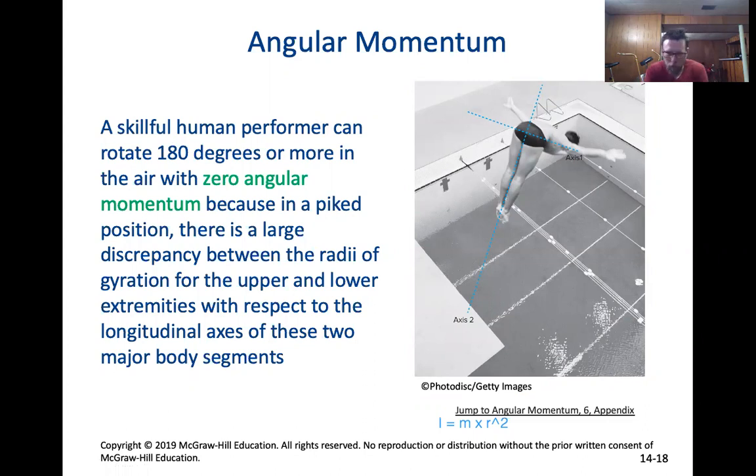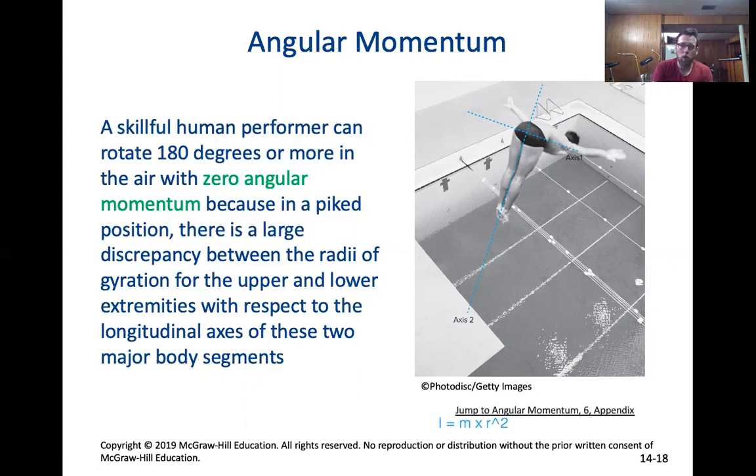So in diving in particular, that's where these people become really elite athletes. They can manipulate their body position in midair. Angular momentum is never changed, but they can manipulate their body into different positions, and they can manipulate their moment of inertia and their angular velocity to get into the positions they need to score well in the dive. So a skillful human performer can rotate 180 degrees or more in the air with zero angular momentum, because in a pike position, there's a large difference between radii of gyration for the upper and lower extremities.